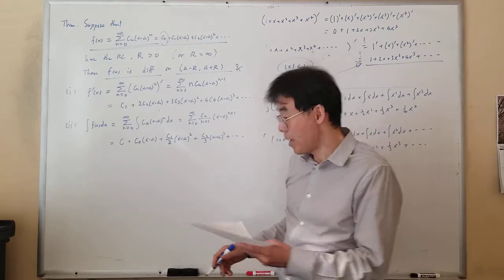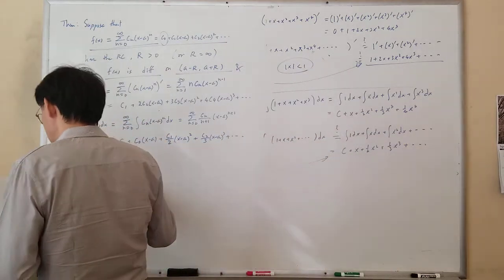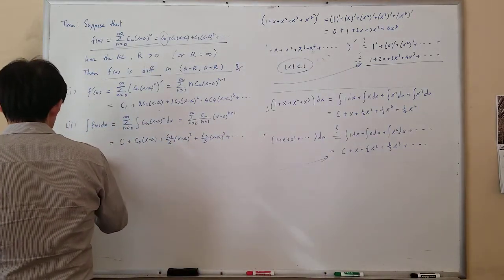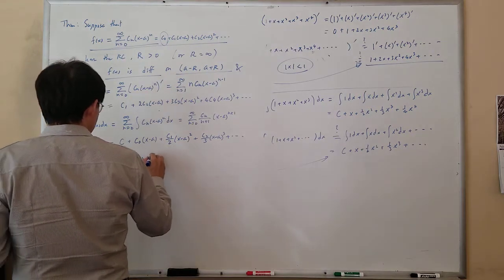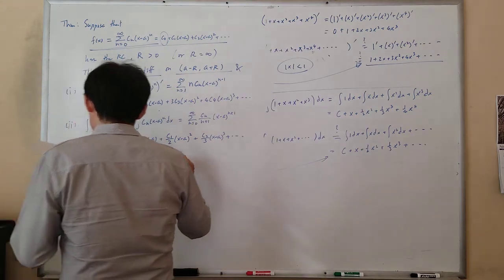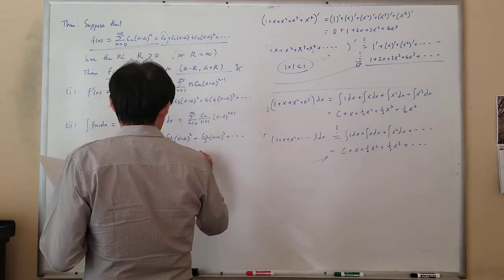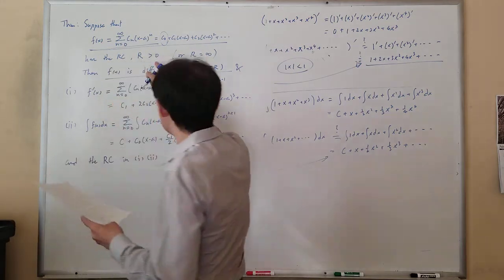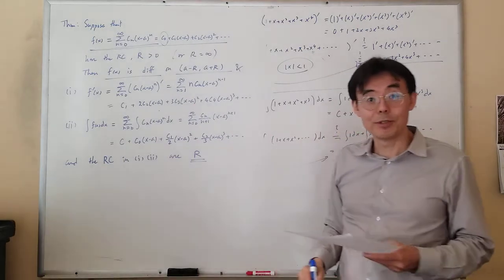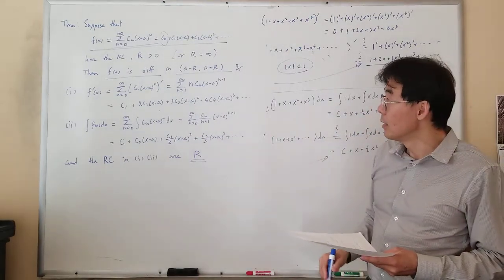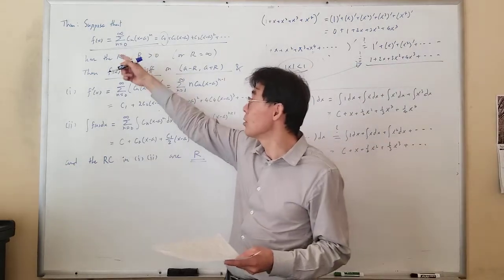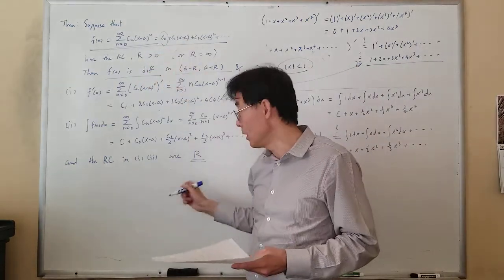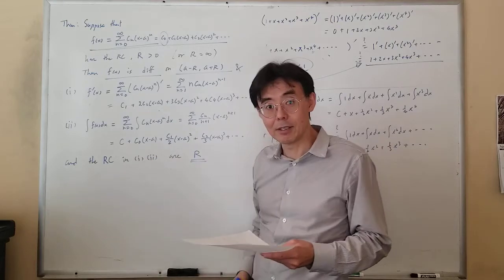And most importantly, the radius of convergence in 1 and 2 are both the same as the original value. The radius of convergence of the original function's power series representation will be preserved here.